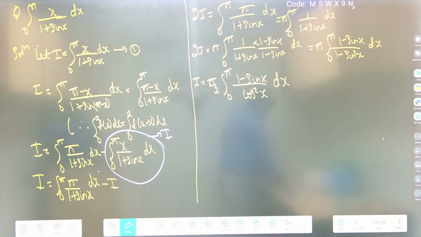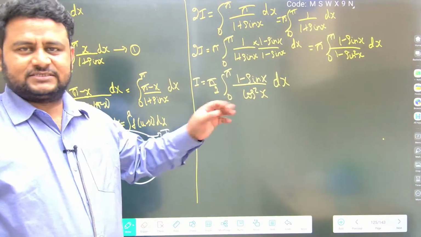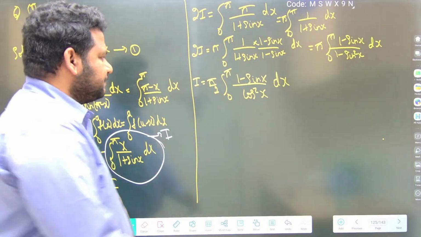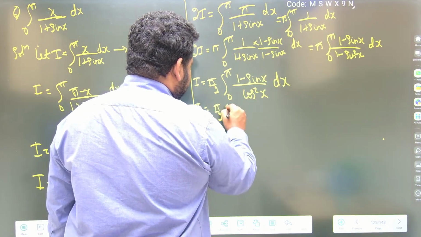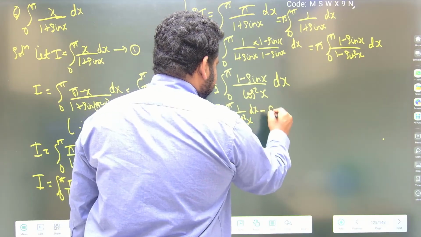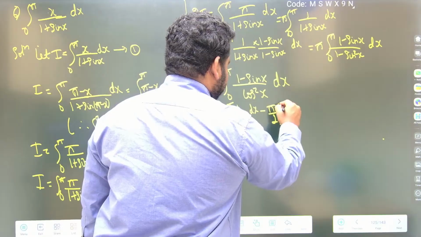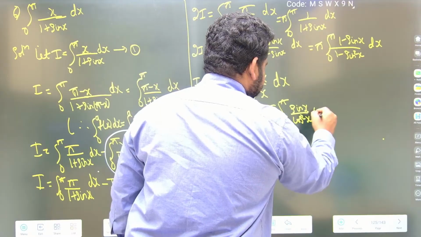Now observe carefully. I is equal to pi by 2, 0 to pi, 1 minus sin x by cos square x dx. Now let us separate and divide it, and integrate it also. I is equal to pi by 2 into integral 0 to pi, 1 by cos square x dx, minus pi by 2 into integral 0 to pi, sin x by cos square x dx. This is what I have.